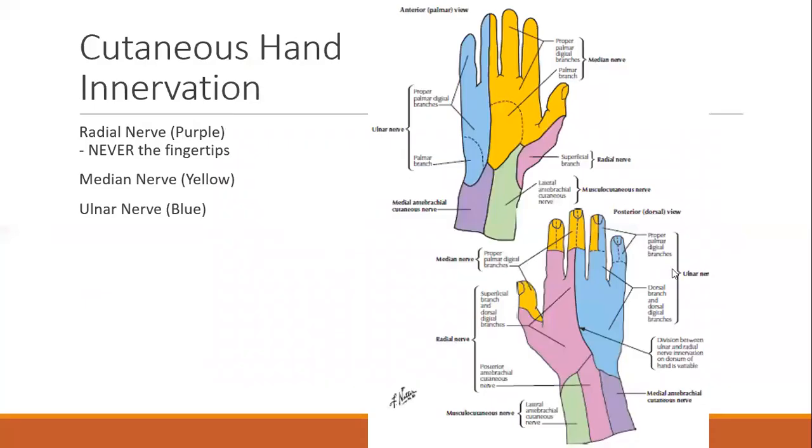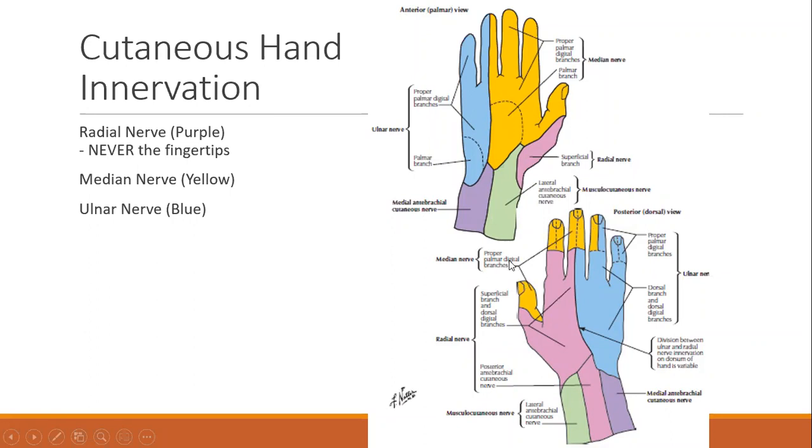Innervation for the hand. When it comes to cutaneous innervation, this is a good way for them to get you when they're asking questions. So you have to memorize the cutaneous innervation of the hand. Some of the tricks that I learned to help me with this: the first thing that I learned was that the fingertips are never the radial nerve. It's always going to be median or ulnar nerve for the fingertips themselves.